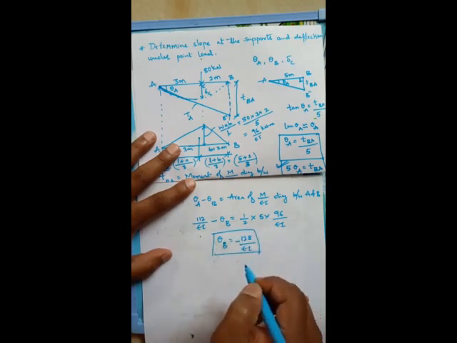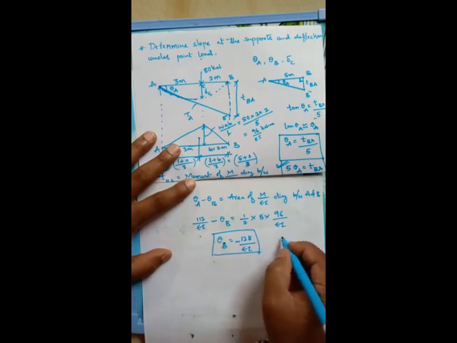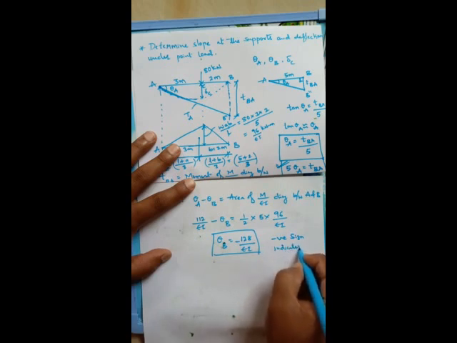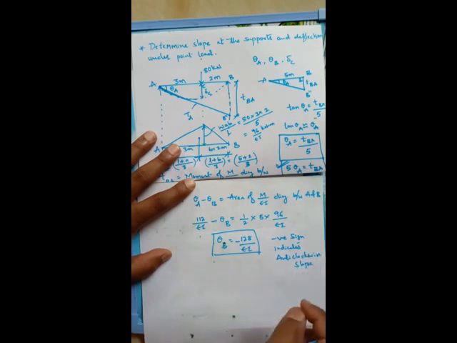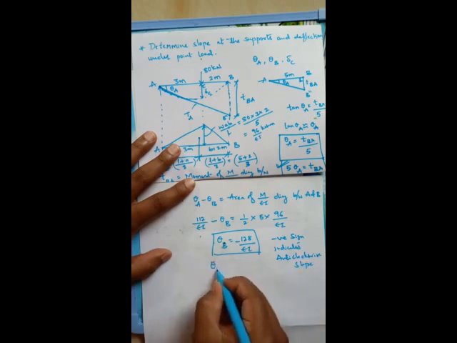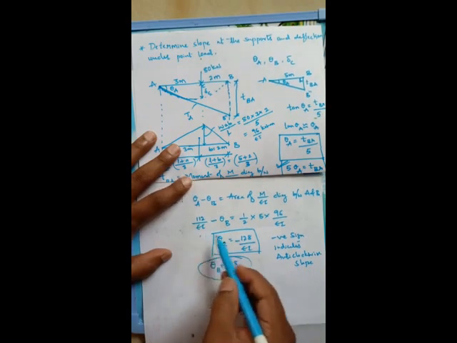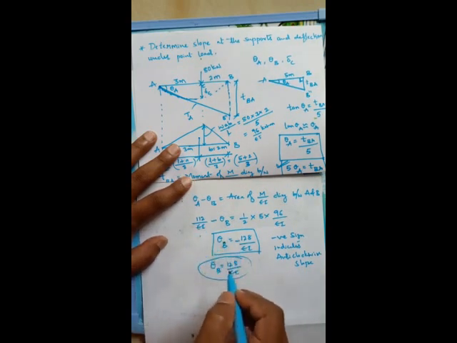This minus sign indicates anti-clockwise slope. You need not worry about this. So ultimately theta B is 128 by EI. Theta A you got to know, theta B you got to know.